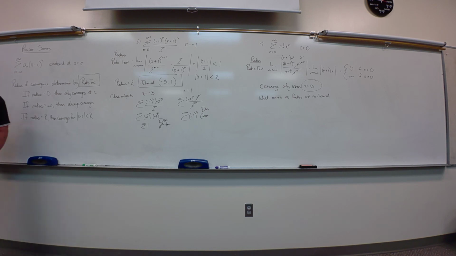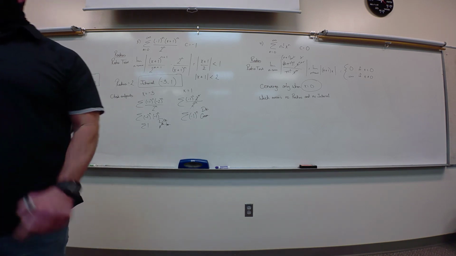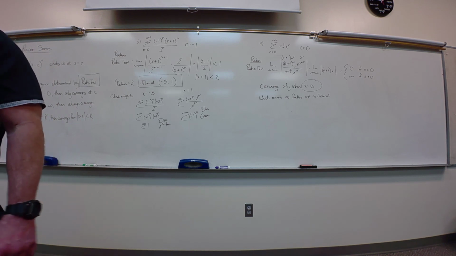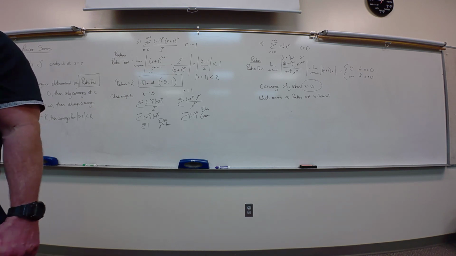You okay there? All right, so what's the first thing you do? Find your center. Then what? Ratio. Ratio gives you the radius, which gives you the interval. Then what do you do? Check the endpoints. Simple enough, right?